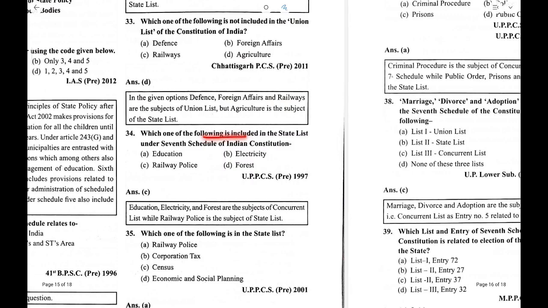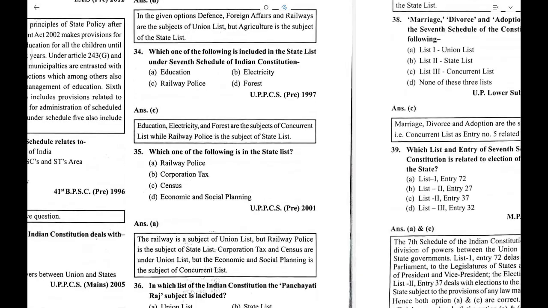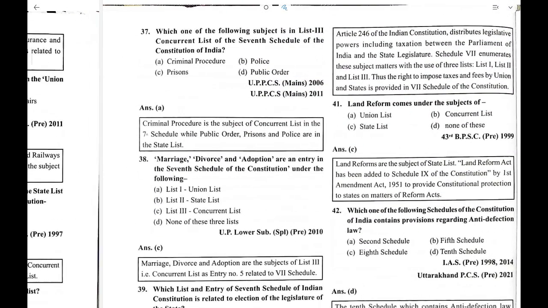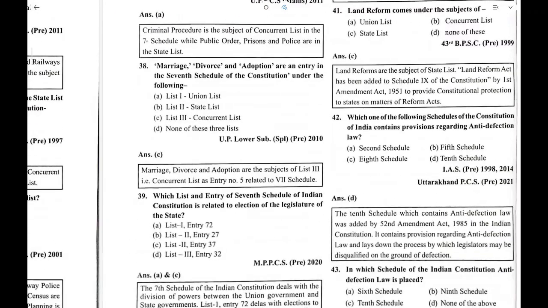Which of the following is included in the state list under 7th schedule? Railway police is under state list. Which of the following subjects is in list 3, the concurrent list? Police is a matter of state list, prisons is a matter of state list, public order is a matter of state list, whereas criminal procedure is a matter of concurrent list. Marriage, divorce and adoptions are mentioned in the concurrent list.